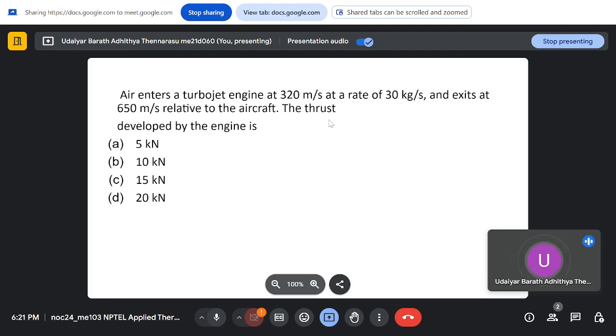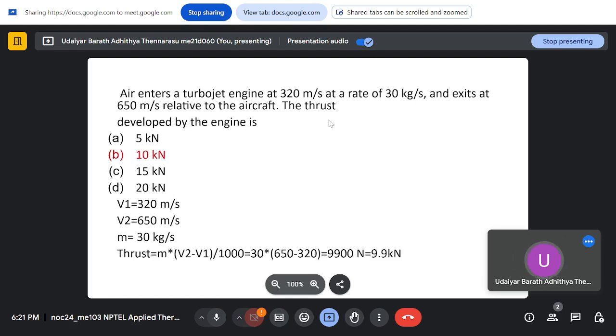So here we have a turbojet engine. Air is coming in at 320 meters per second and going out at 650 meters per second. So you see there is a clear difference in the velocity. The inlet is at 320 and the outlet is at 650, and you know the mass flow rate through the engine. So what is the thrust developed? This is the difference between the velocity. The change in momentum is what is giving the thrust.